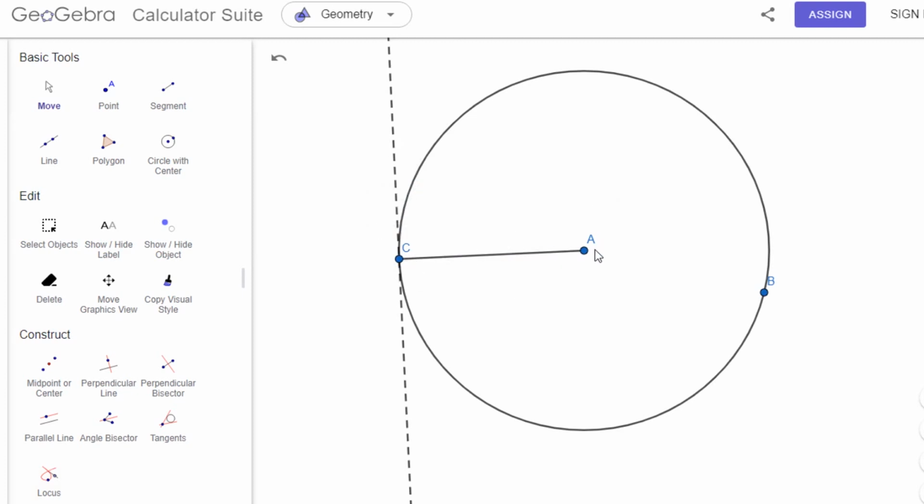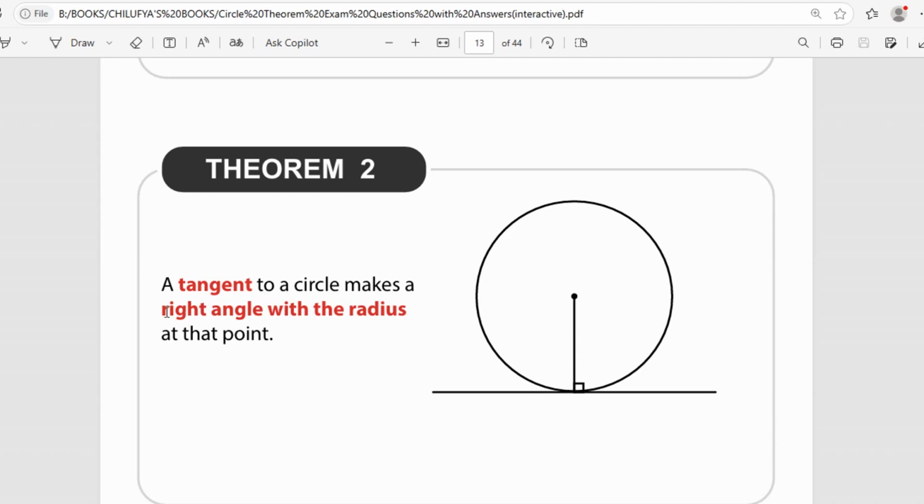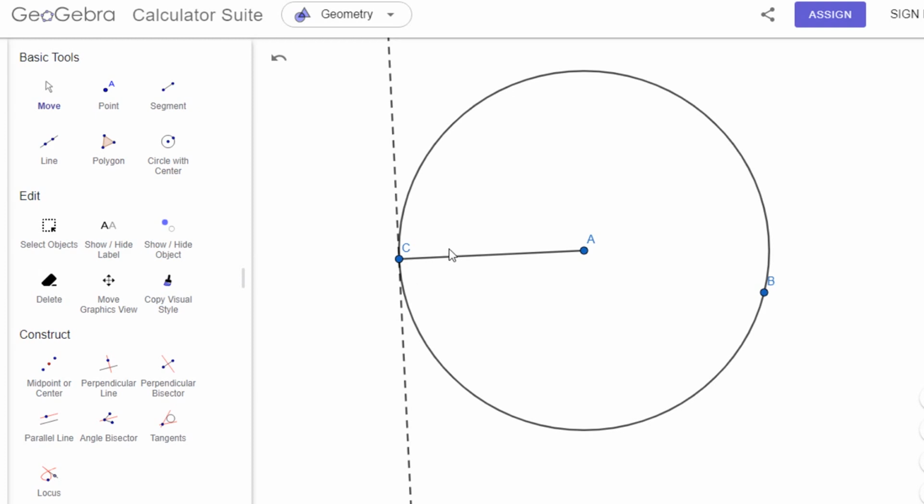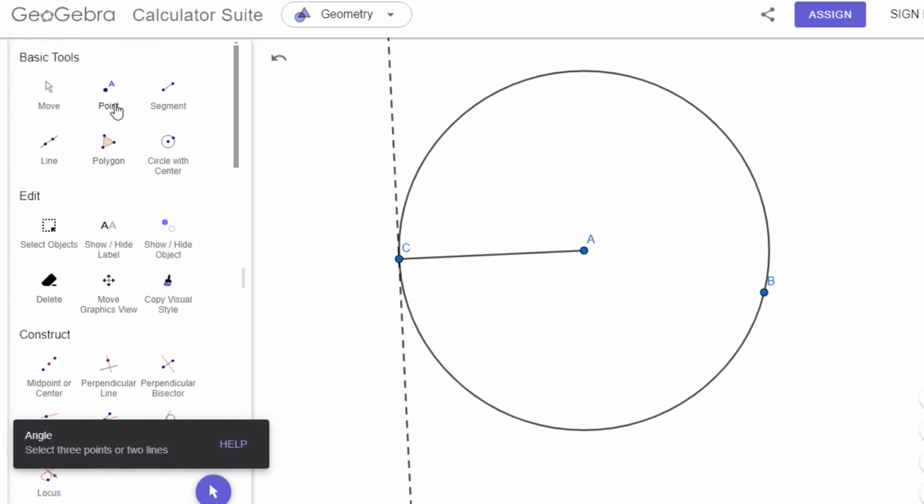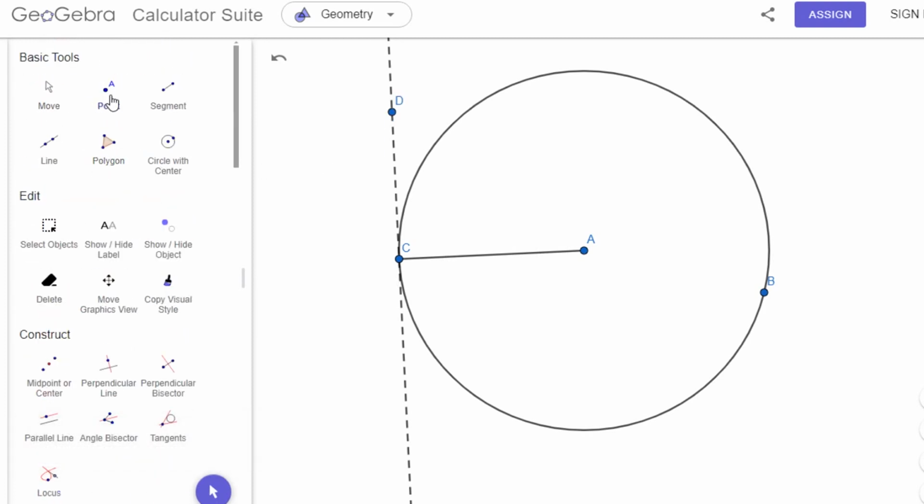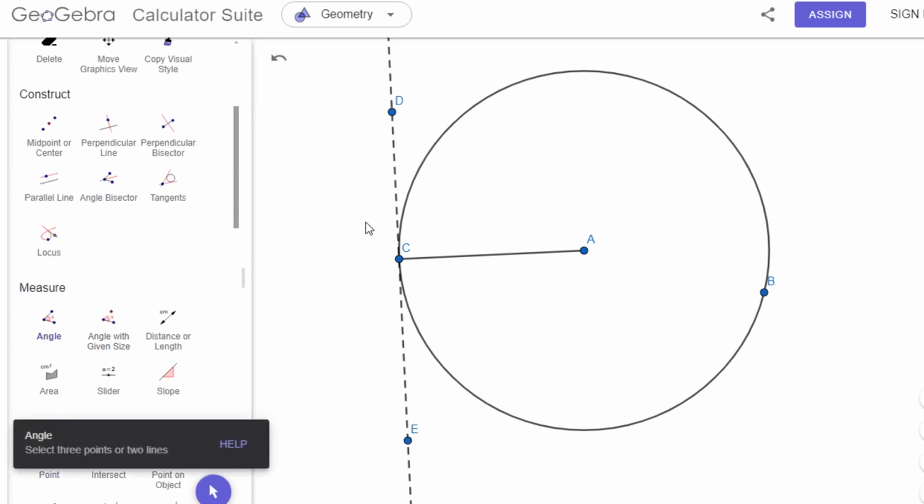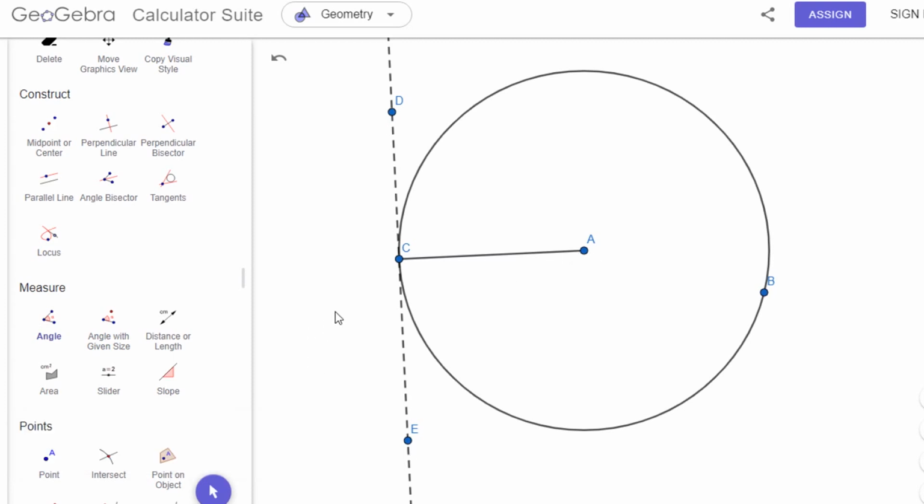As you can see, where the tangent and the radius meet, it's forming an angle, and the definition says that it forms what kind of angle? A right angle. And we said in the previous video, a right angle is simply an angle equal to 90 degrees. So let us measure and prove if the theorem holds true. Let me appoint an arbitrary point like so, because we need more than 2 points to create an angle. This is why I've created points D and E to represent the third point.